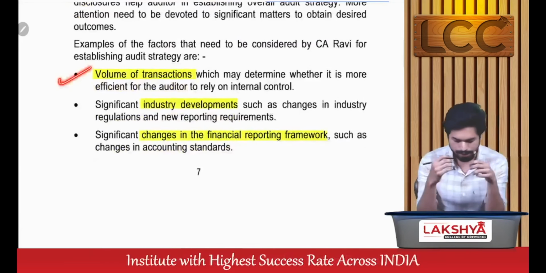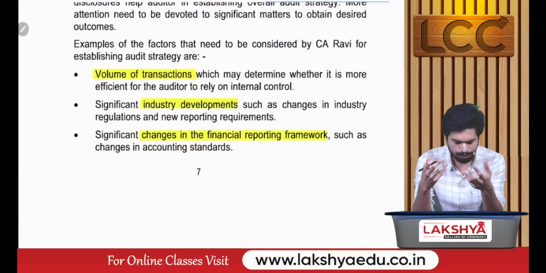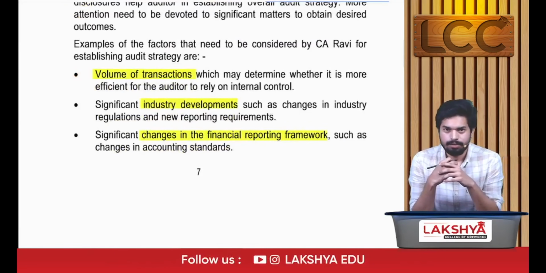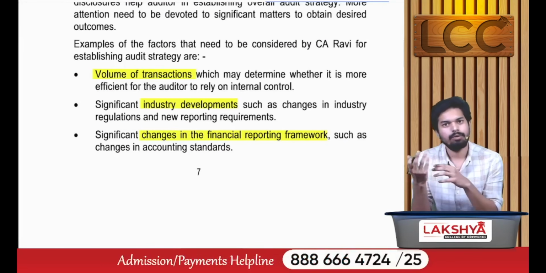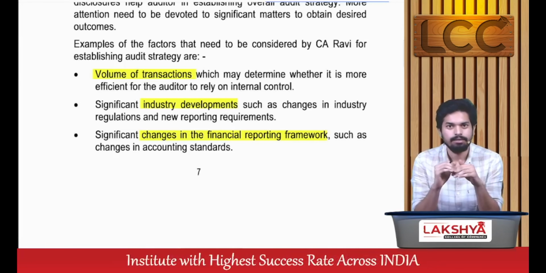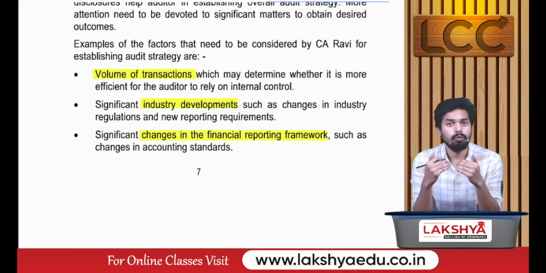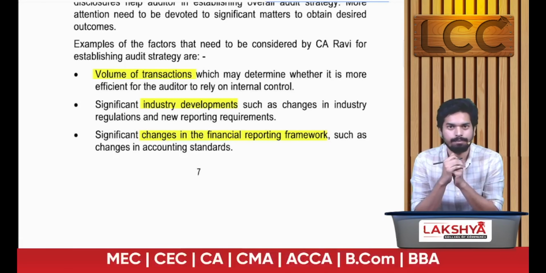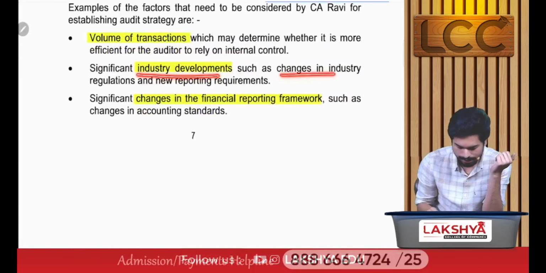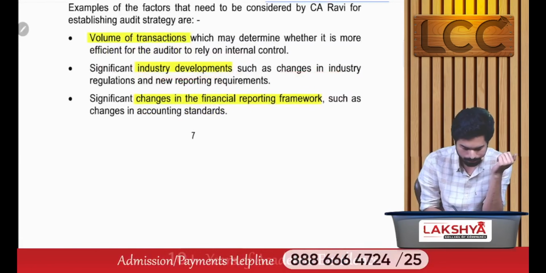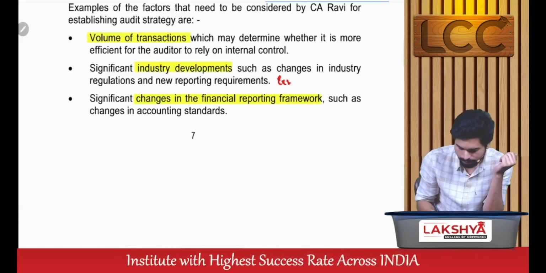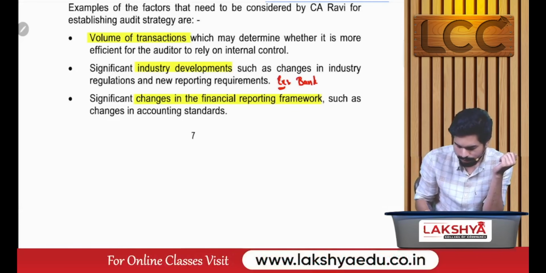One, volume of transactions, which may determine whether it is more efficient for the auditor to rely on the internal control or not. Nothing but if the volume of transactions is huge, then obviously you want to rely on the internal control. And if the volume of transactions is less, then instead of relying on internal control, you want to test the transactions itself. Next, significant industry developments such as changes in industry regulations and new reporting requirements. Example, suppose your bank repo rates have been changed.